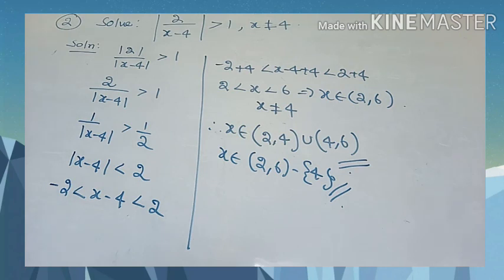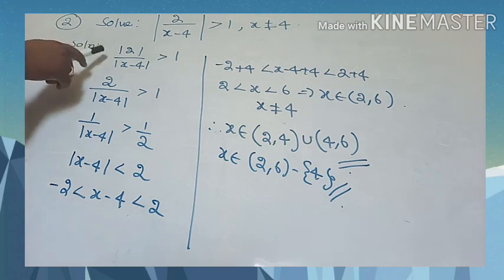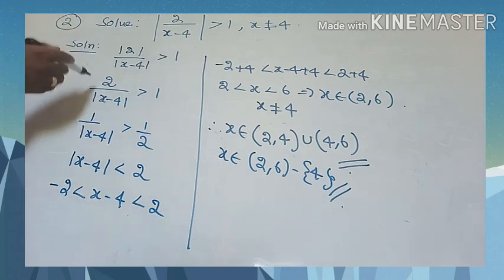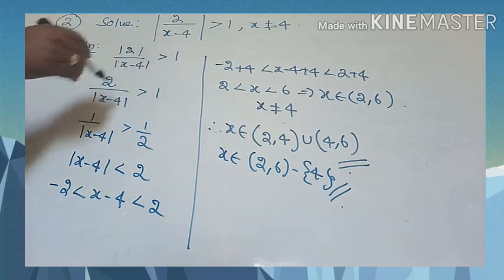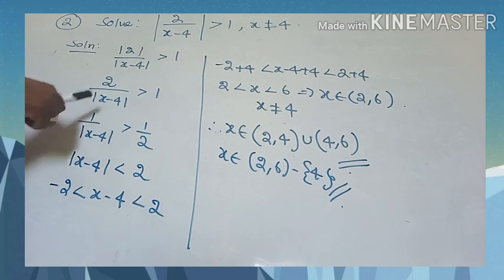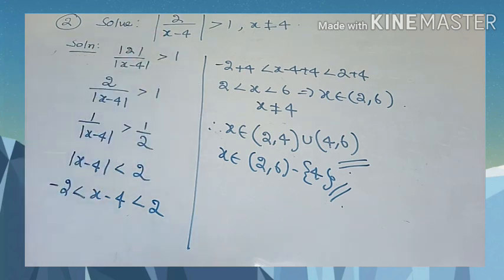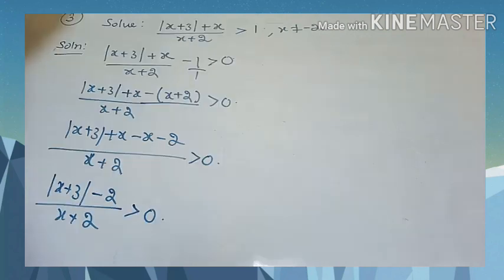It's a very simple problem. How we did it: modulus of 2 by modulus of x minus 4 greater than 1. That means modulus of 2 is 2, this is greater than 1, and we applied inequality properties. We have got the solution for this particular problem.